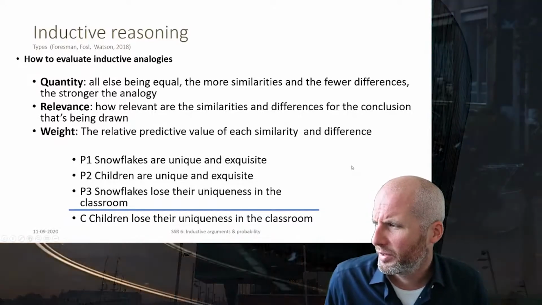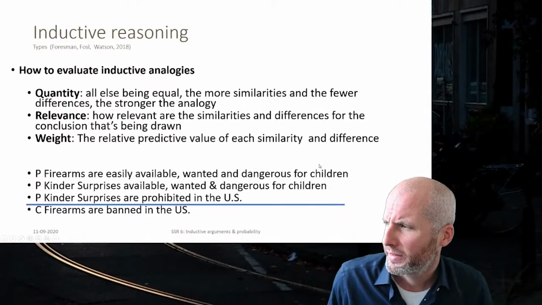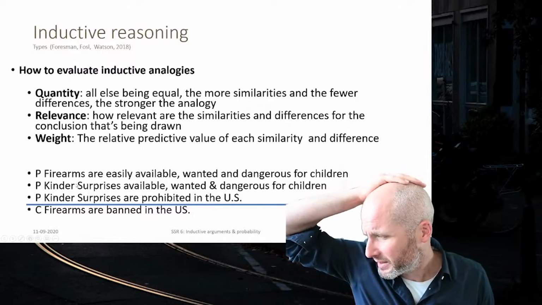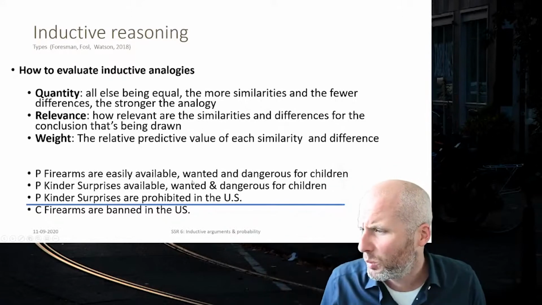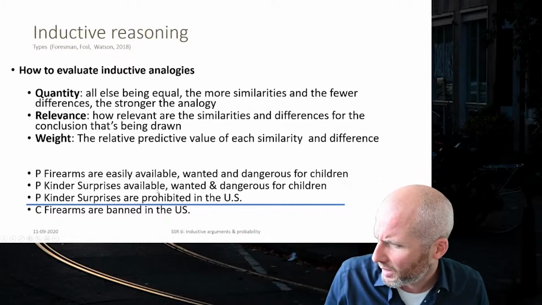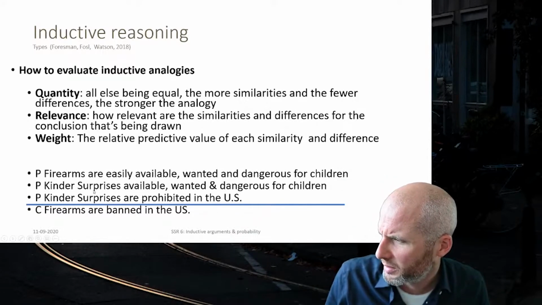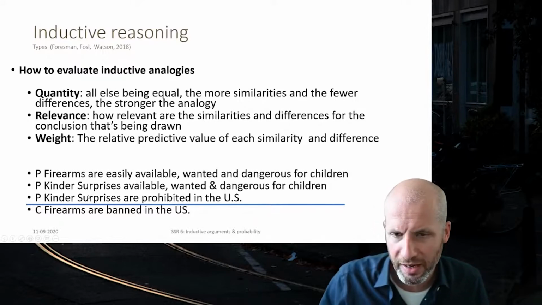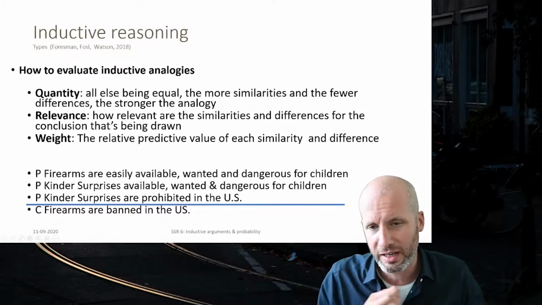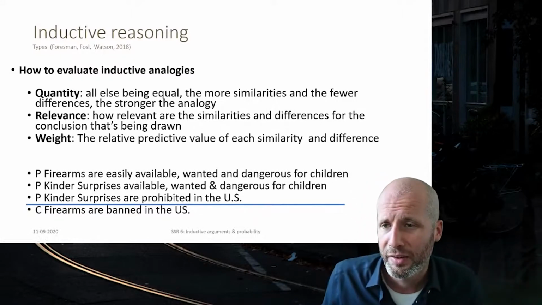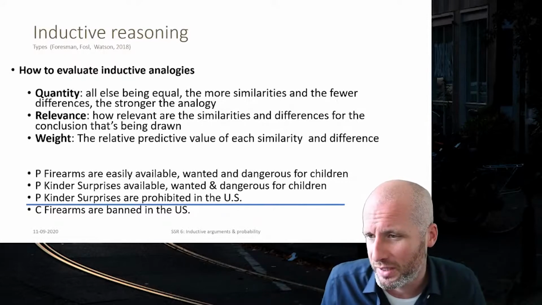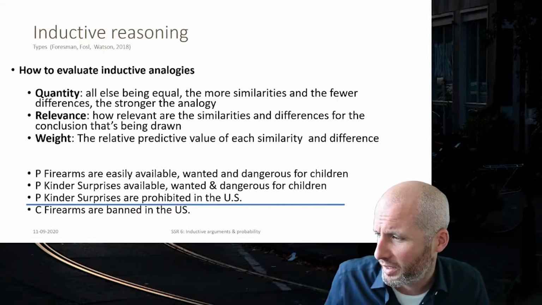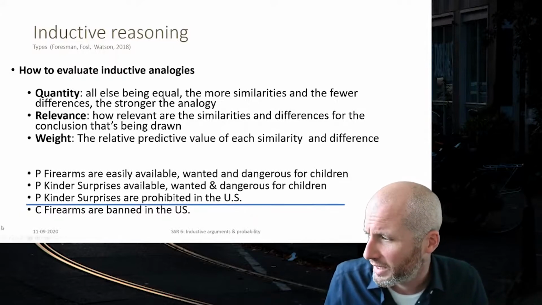So just to give you a better feel for using those criteria, you could also apply it to another example which you might have encountered in the past. So firearms are easily available, wanted, and dangerous for children. Kinder Surprise eggs. I tend to forget what it's called in English, but it's a chocolate egg which contains something to play with, right? It's contained again in another plastic egg. And if you would bite that open, there's all sorts of small plasticky things in there that children could choke on. But those are available and wanted and dangerous as well for children because of the choking hazard.